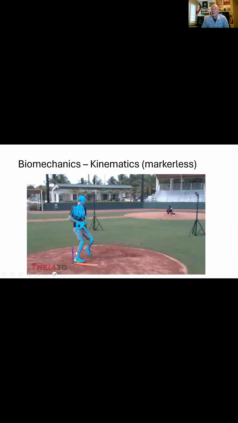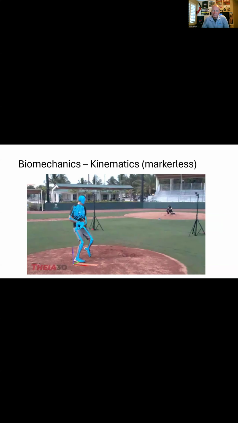Another set of kinematic tools are markerless capture systems. And I say markerless because we're not actually putting anything on the person, and we're using this 3D camera setup. And that camera setup is using image processing to ultimately identify segments of the person. And then this is in 3D.